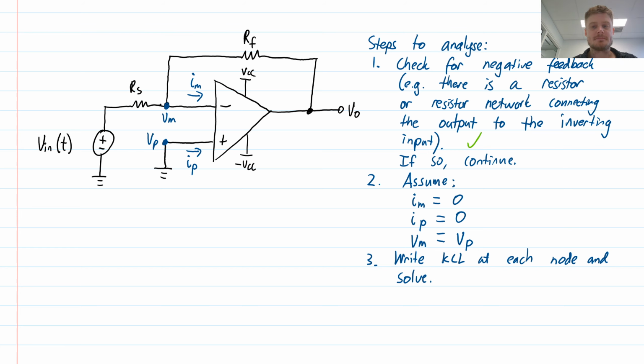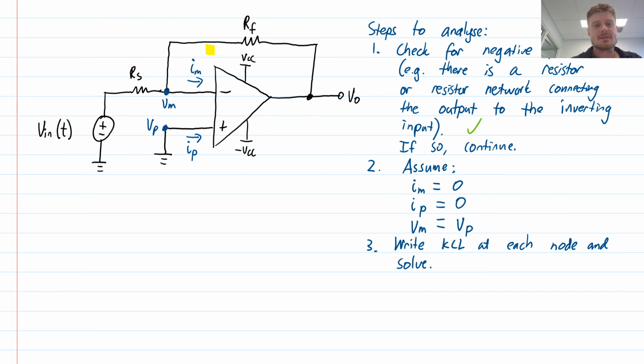And that's pretty much it. So let's run through these steps for this particular circuit. Step one, we check for negative feedback. Yes, we see a resistor network connecting the output to the negative input, the inverting input. So yes, good, we can proceed.